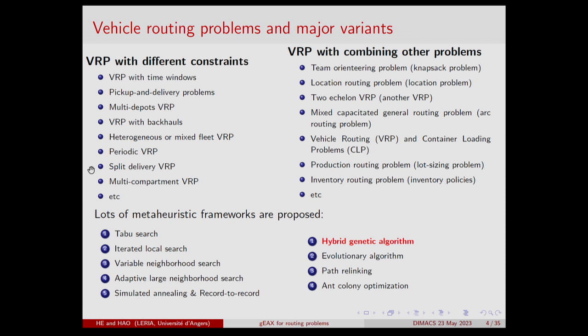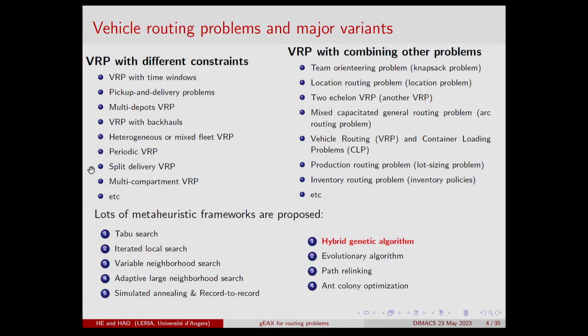If we have different constraints, we can get new varieties based on the capacitated vehicle routing problem, such as VRP with time windows, multi-depots, and the split delivery vehicle routing problem. However, if another problem is combined with VRP, we can also have many varieties, such as location routing, two-echelon VRP, and the production routing problem. Until now, lots of meta-heuristic frameworks were proposed to solve VRP and its varieties.